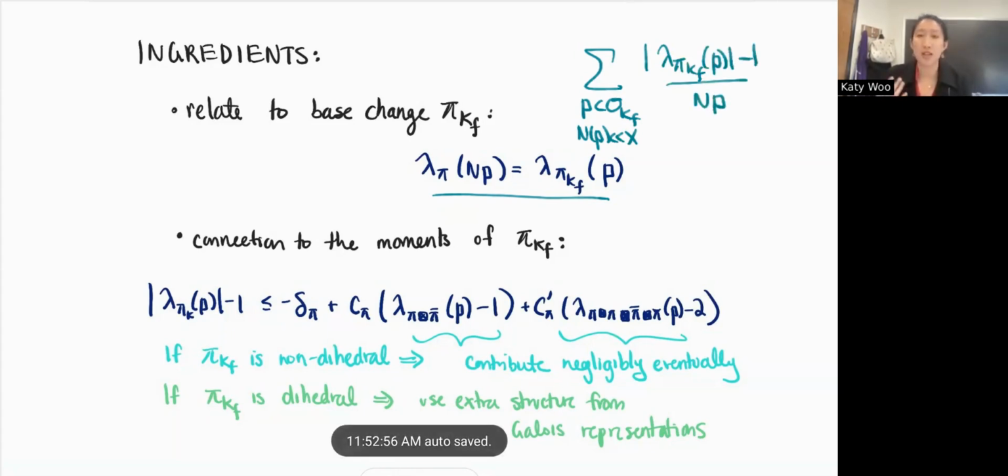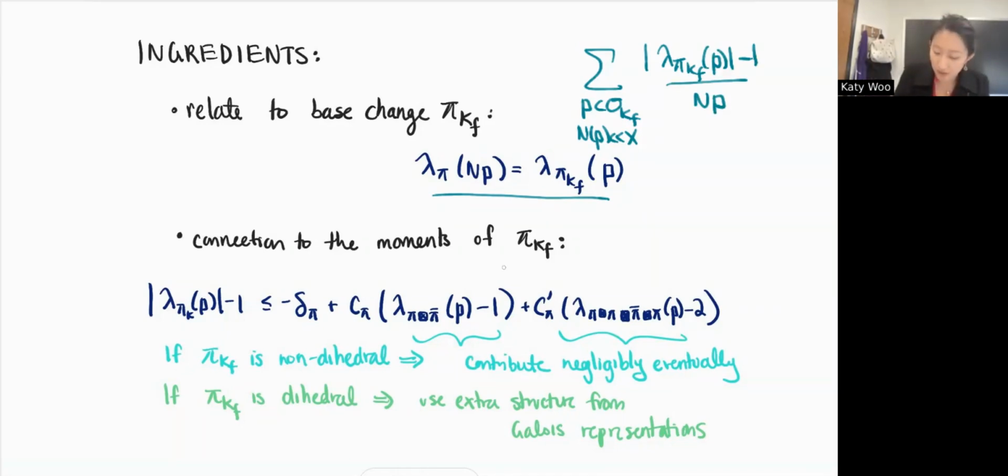And now we're going to connect it to the moments of our cuspidal representation. So this is what I meant when I said it was related to the Châtelet distribution. So in particular, it's connected to the second and fourth moments. And so if your representation is non-dihedral, then it turns out the second and fourth moments will contribute negligibly. And if it is dihedral, then you already know that it's a Galois representation, and you can use some extra structure from the fact that it's a non-trivial Galois representation to separately get the bound that you want.